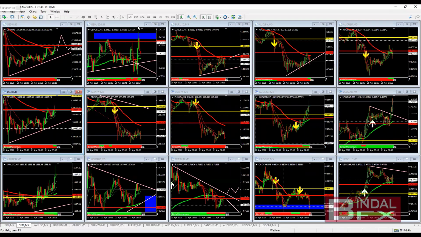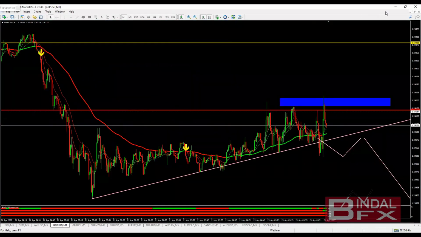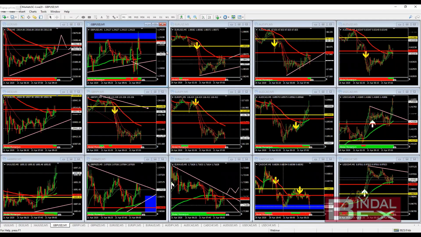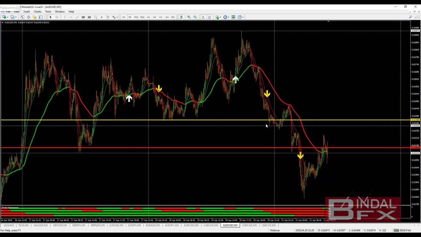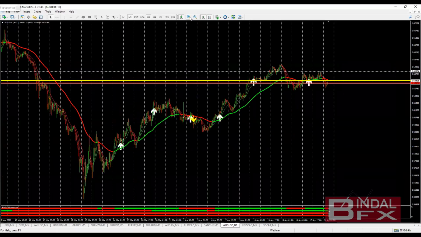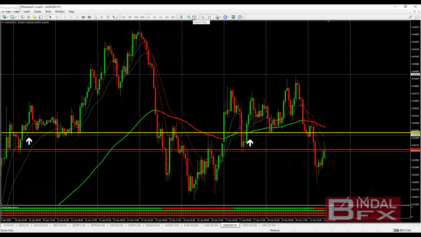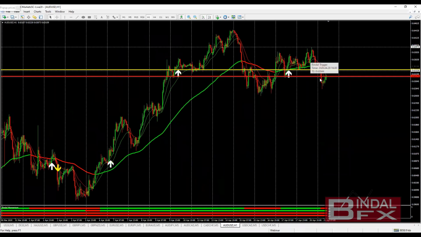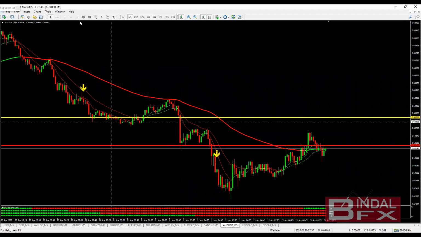Aussie dollar, okay, cable, fine. Aussie dollar, again, similar to the other major pairs, has broken down like cable. It is doing this pullback right now. Bias again firmly to the short side. BMIs are all red on this. Just wait for a break of trend line.